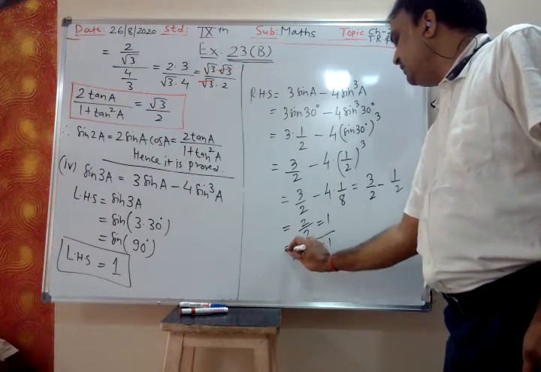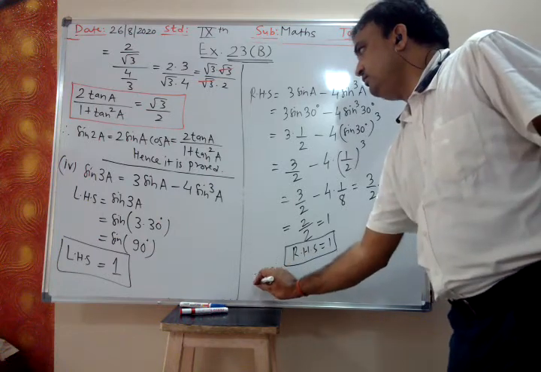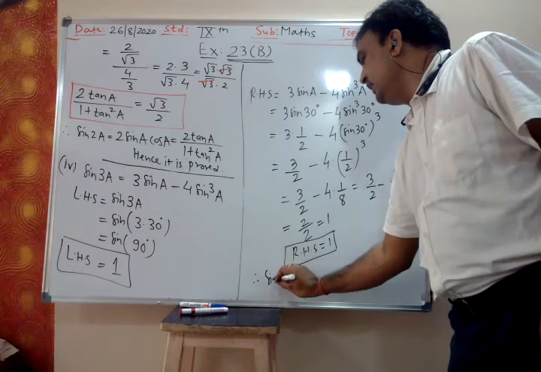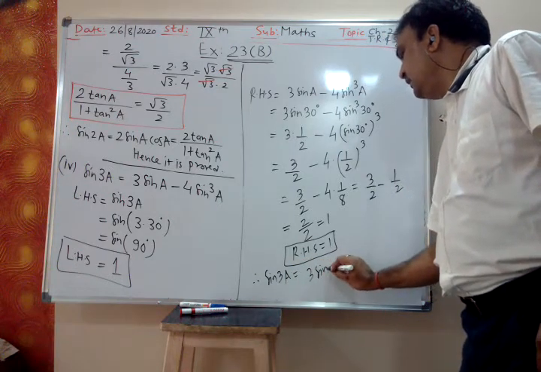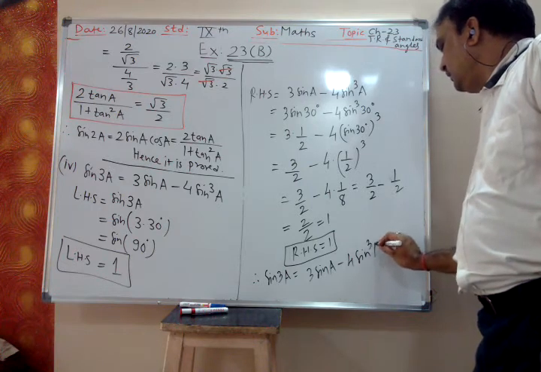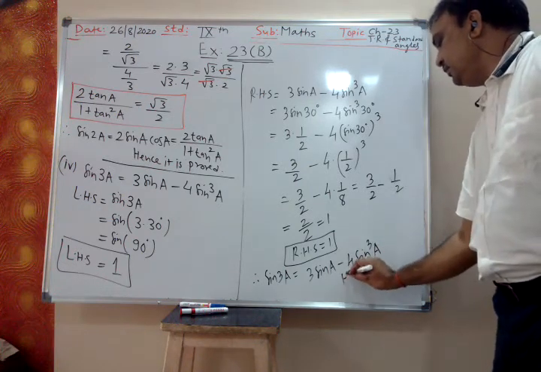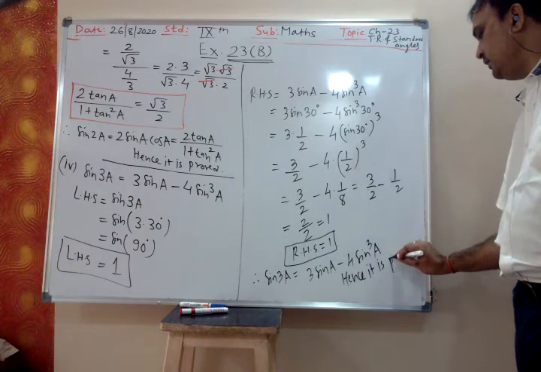So left hand side is 1, right hand side is 1, and therefore we write sin 3A is equal to 3 sin A minus 4 sin cube A. Hence it is proved.